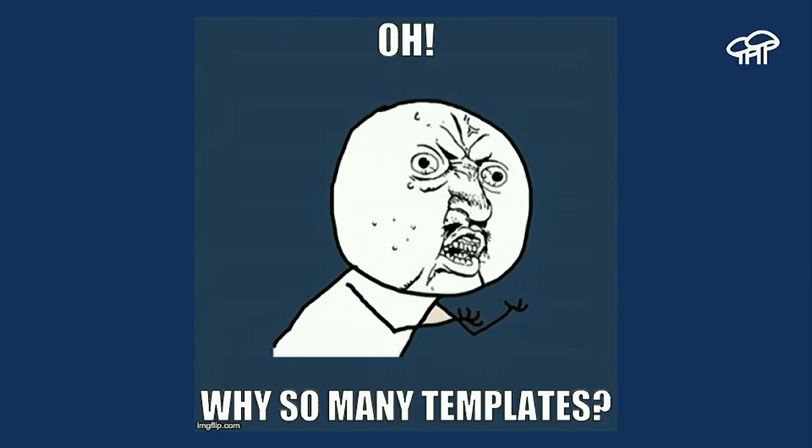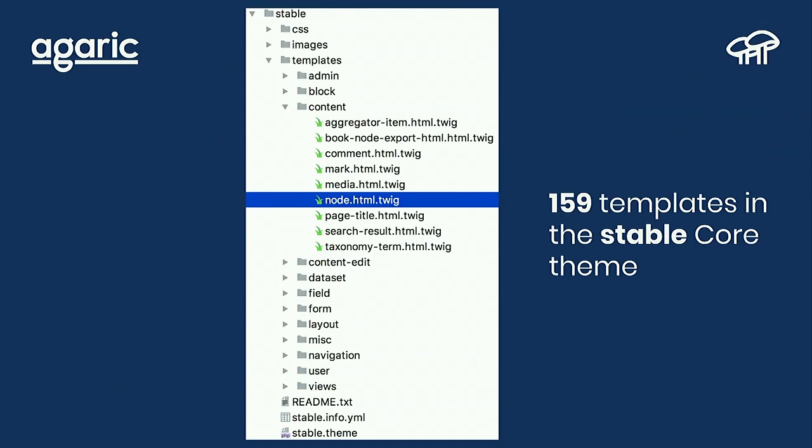Now, why so many templates, Drupal? Well, Drupal is very flexible, but with flexibility we also get some complexity. Drupal Core comes with about 6 or 7 themes, one of which is called Stable. Stable alone has 159 templates. So it might get complicated to find which is the right one to modify. I started giving this presentation a little over a year ago, and that number has actually been increasing over time. I don't know if it's going to be 200 or more at some point, but it has never gone down. So when you have so many templates, what do you do?